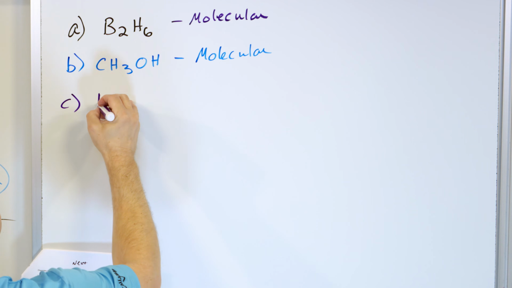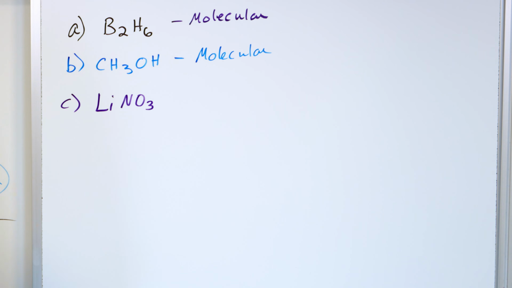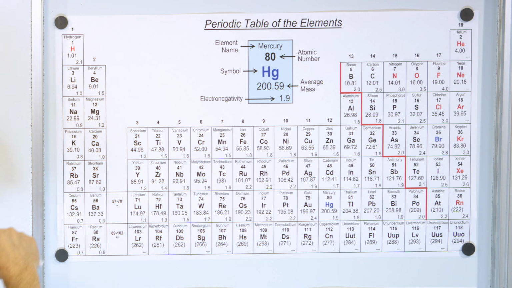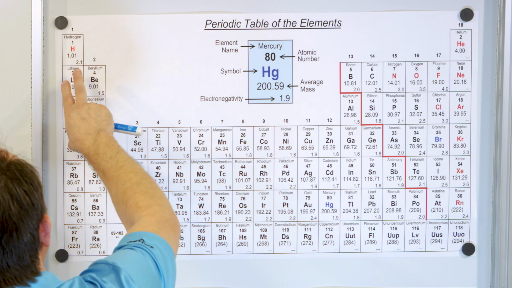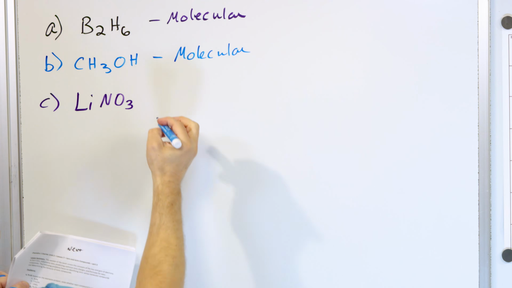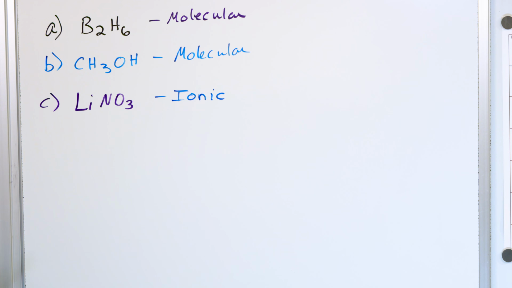All right, let's take a look at part C. We have lithium right here, and then we have NO3. So lithium is on the left. If you're not sure, go over here and see lithium on the left. And then on the right, we have nitrogen and oxygens, all on the right. So we have some kind of metal and then some other nonmetals. Because we have metals and nonmetals, this is ionic. This is an ionic bond that's going on here.